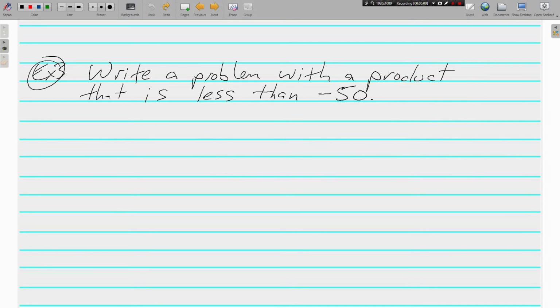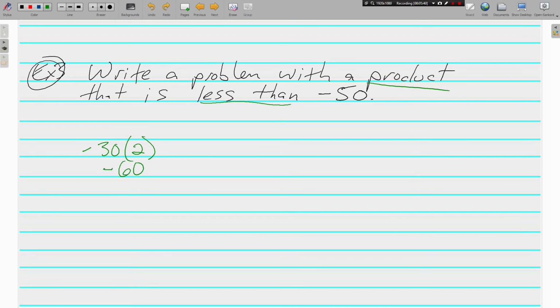Another example, it says write a problem with a product that is less than -50. Keywords, product means we're going to be multiplying, and less than -50. Well, I'm going to need an answer that's negative, and I'm multiplying, so I'm going to need different signs. I'm going to need a negative and a positive. So let's see, how about -30 times 2? Different signs, the answer is negative.